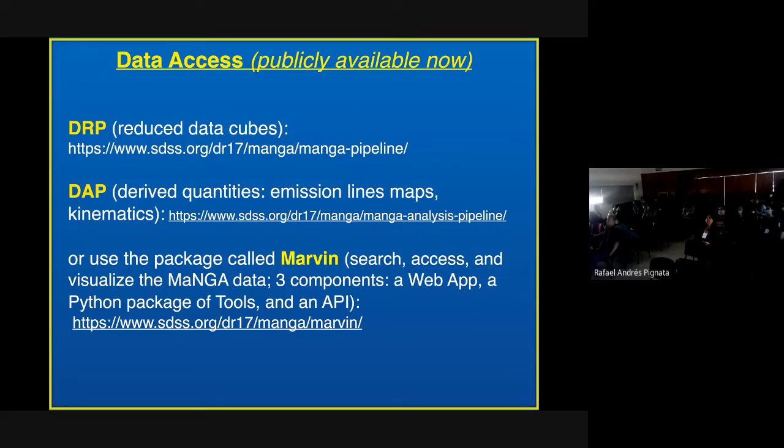Okay, so just to say that the data access is now publicly available. You can download all the data cubes. There are two kinds of pipelines: the data reduction pipeline, where you can find the reduced cubes, and the data analysis pipeline, where you can obtain some derived quantities of the galaxies, the emission line maps, kinematics, and several other things. Here are the links. Or you can use a very nice tool, Marvin, which allows you to search, access, and visualize the MaNGA data. It's very, very useful.